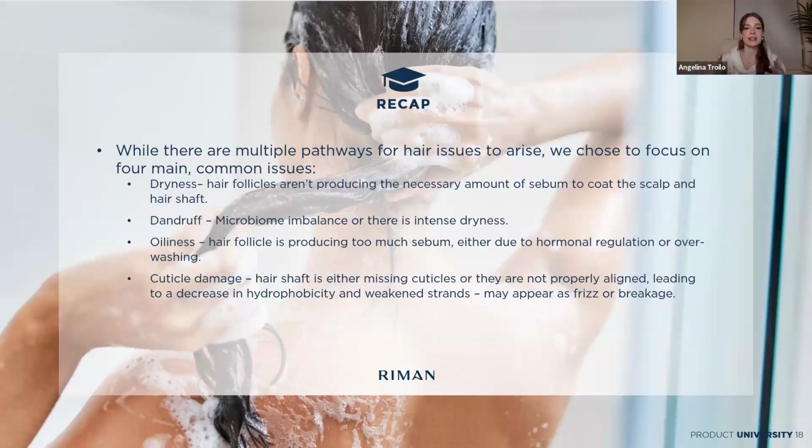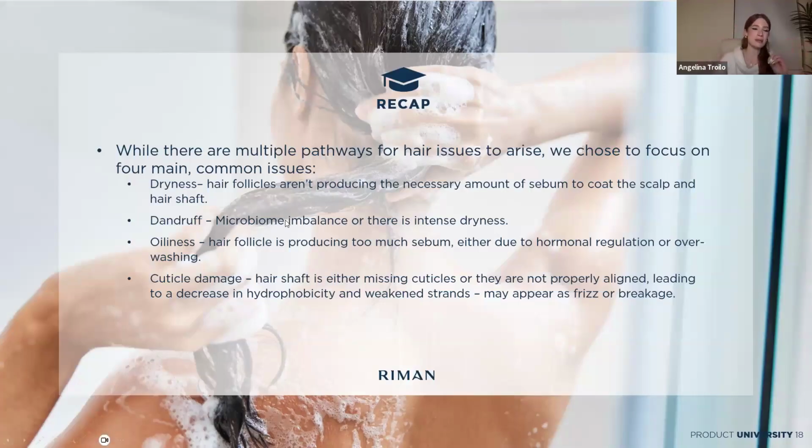And so that was, of course, dryness, dandruff, oiliness, and cuticle damage. Dryness, perhaps your hair follicles aren't producing the necessary amount of sebum. Dandruff, you either have a microbiome imbalance or some other imbalance that is causing the flaking of your scalp skin. Oiliness, your hair is producing too much oil, either due to hormonal regulation, some external factor, or over cleansing. And then cuticle damage due to heat styling, brushing your hair when it's extremely elastic, extremely wet, or even chemical treatments as well. And this can be perceived as breakage, as frizz, as fraying, whatever it may be.